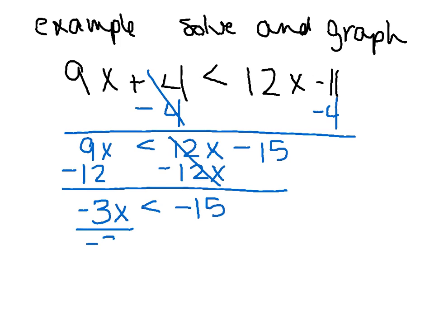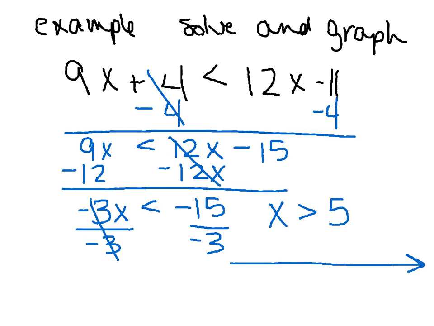Now I'm dividing by a negative. Alarm should be going off. I flip my inequality. x is now greater than 5. If I'm graphing it, always put your answer in the middle. Put a few above it, a few below it. This is greater than, right there, greater than. And you guys all know that means open dot, arrow going to the right.